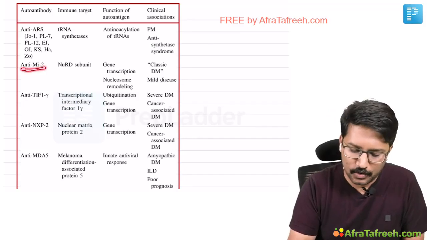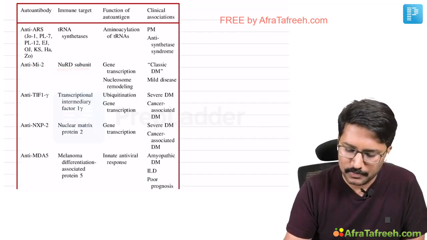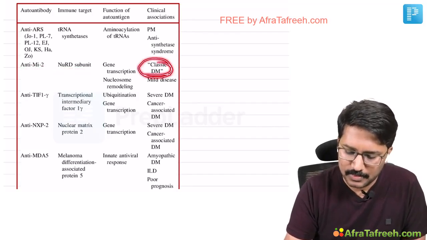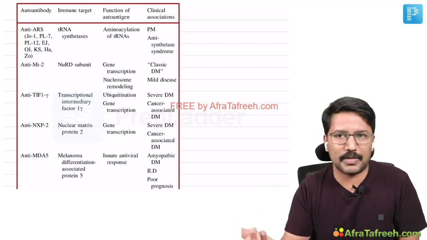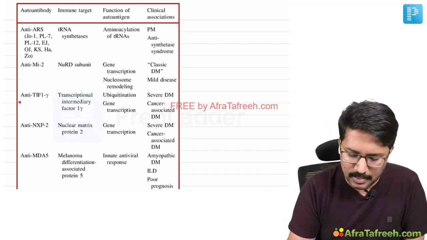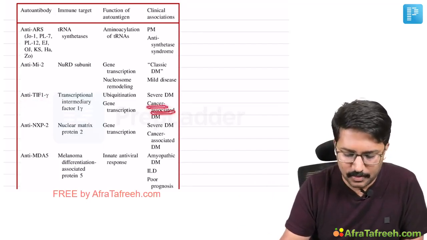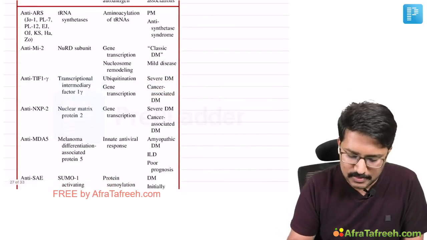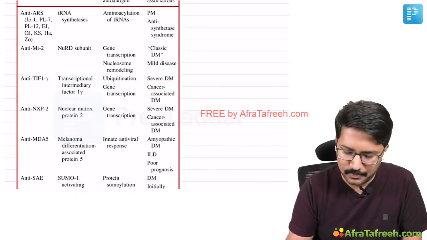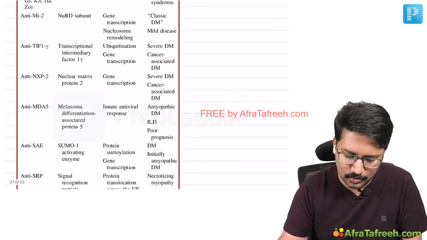Then anti-Mi2, one of the helicase group, which is targeted against the NuRD subunit, is very classical of DM. I have already told you that the helicase groups are typically seen in DM cases only. Then anti-TIF1 gamma, we are already clear now that it is cancer associated, and it also correlates with the severity of the DM disease. Anti-NXP2, again DM, again cancer associated. Between these two, I have already told you TIF1 more strongly.